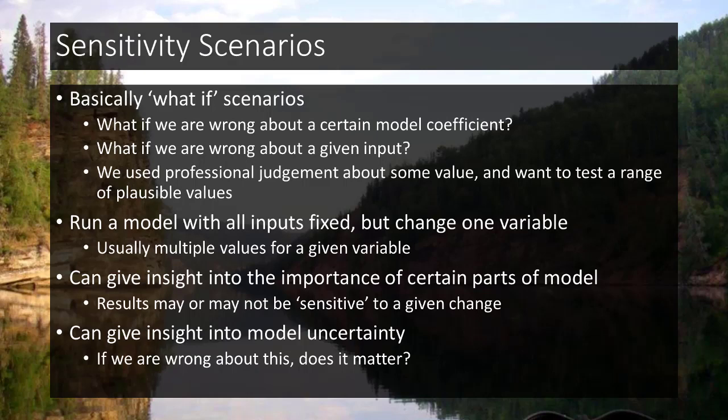So for example, if we have some inputs that are uncertain, for example, a water flow, say you're modeling the Peace River and you've got inputs from all of the tributaries except 2.